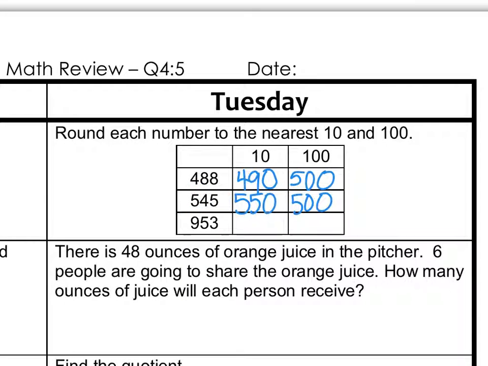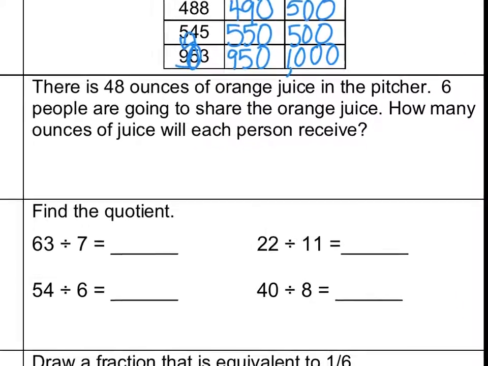And the last one, 953, underline the tens, circle the digit to the right. We go ahead and copy the 9. The 3 is not high enough to change the 5, so it stays the same. Circle digit becomes a 0. And to the nearest hundreds, underline the hundreds place, circle the digit to the right. The 5 is high enough to round this 9 up to a 10, and everything else becomes zeros. And let's put in a comma, and we have 1,000. Moving right along.